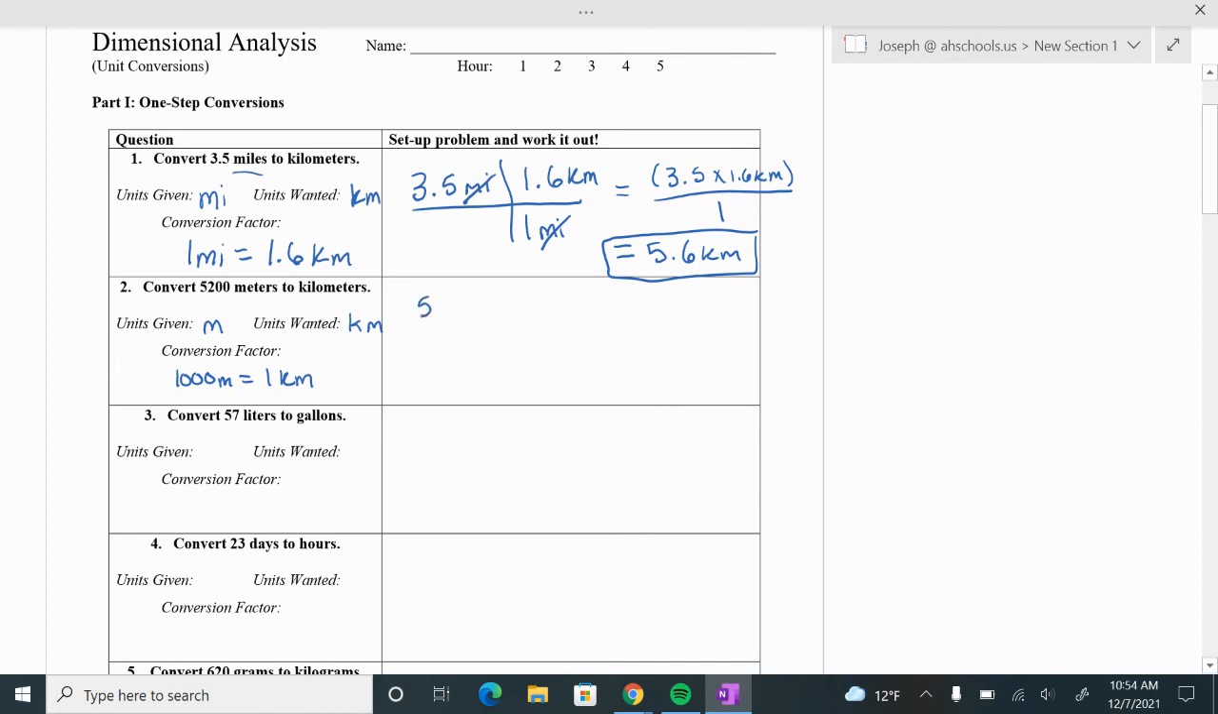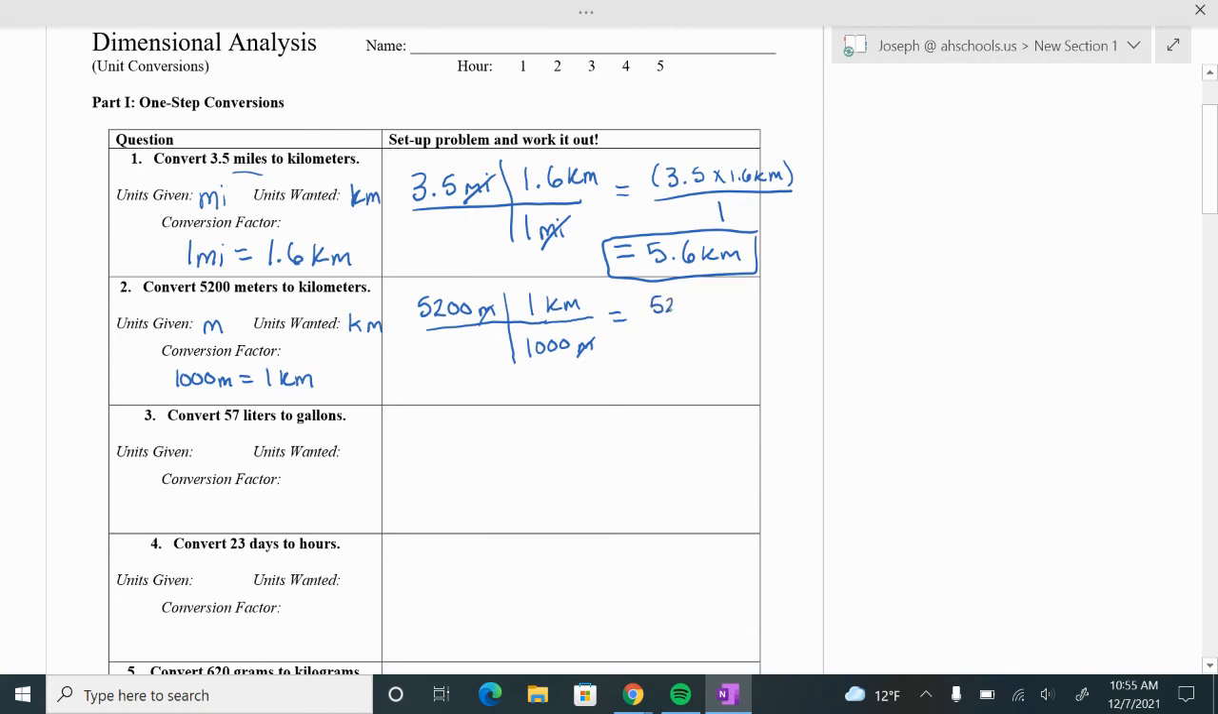I start with what was given, 5,200 meters. And I'm going to put in my conversion factor. I want kilometers at the end, so I'm going to put that on the top. And I want meters to cancel, so I'm going to put that on the bottom. Right away, my meters cancel, and I'm left with kilometers, which is what I want.